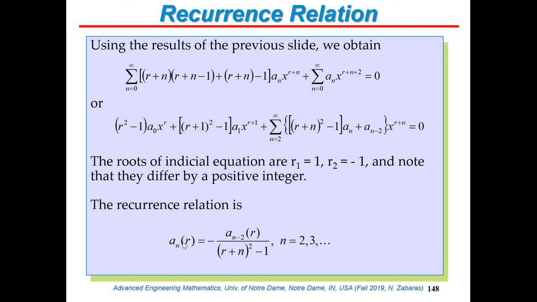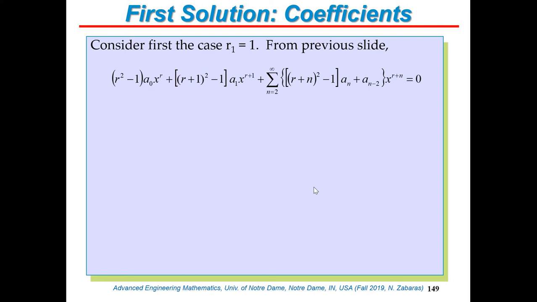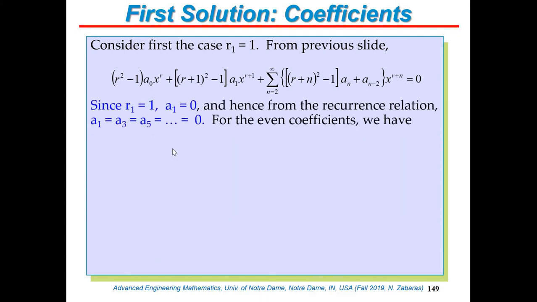Again, I am writing this as a general function of r rather than putting r equal to 1, because to calculate the solution y2, we may have to differentiate this equation with respect to r. So let me take first the case of the first root, r1 equal to 1. Obviously this term is equal to 0. When you plug in r1 equal to 1, you get 2 minus 1, which is non-zero, so a1 has to be equal to 0.